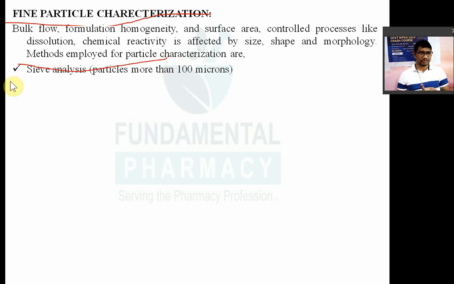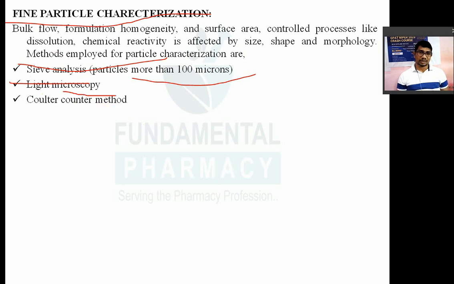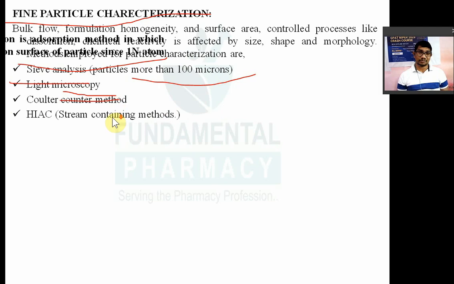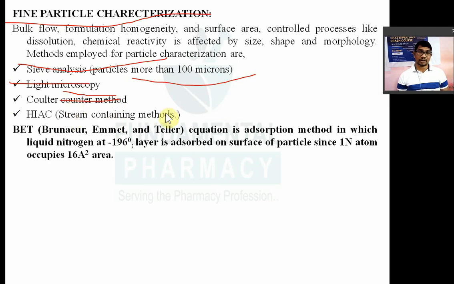So sieving method is the sieve analysis. Particle size more than 100 microns. Then we have light microscopy or known as optical microscopy. We have seen the Coulter counter method in the physical pharmacy. We have seen the HIAC, that is nothing but the stream counting method. Adsorption method is there. Then sedimentation method is there. In the sedimentation method, you have Stokes law. Now after that you have adsorption method to measure the particle size and particle surface area.